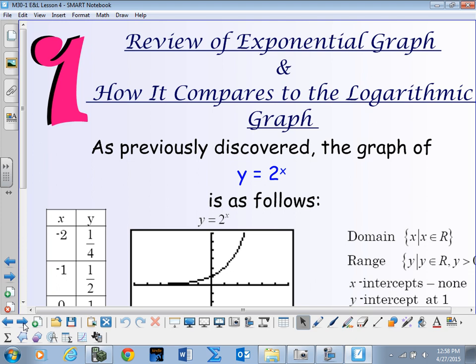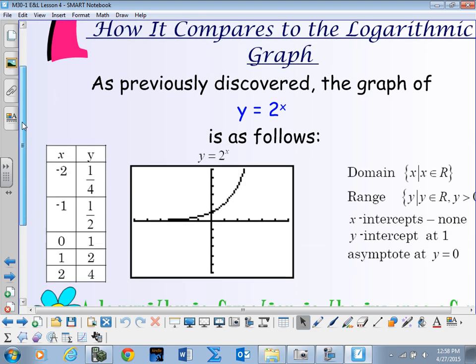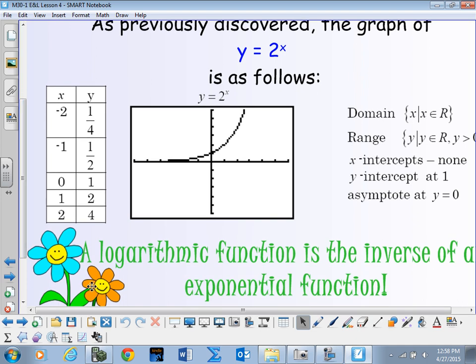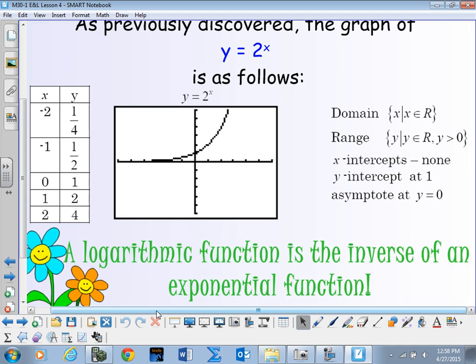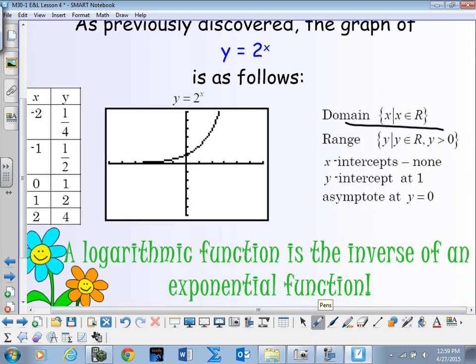All right, if you have y equals 2 to the x, which looks like the first graph that we did in that exponential lesson, the very first one. So we have base 2, it looks like this, with a few values for x in your table to give you y values of 1/4, 1/2, so we have growth going on here. We have a domain that's real, a range that is greater than 0. We have no x-intercepts, a y-intercept of 1, and an asymptote at y equals 0.